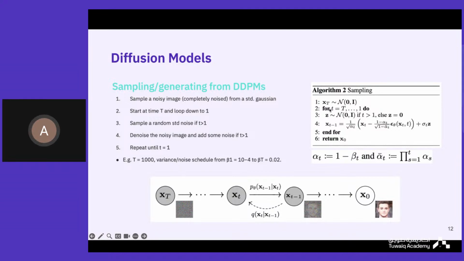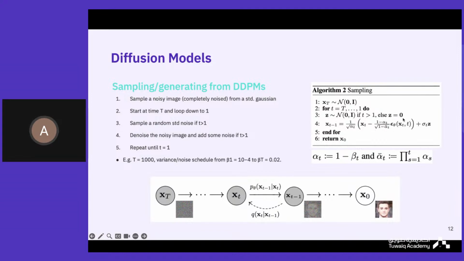And then we will loop over time step t, because we start in reverse. So we will start from capital T. In our case, for example, T is equal to 1000. And we will loop until time step 1. We will do the following. We will sample a random noise if time step t is greater than 1, and else this will be 0. We'll get back to why we need this. But let's just focus on this part.